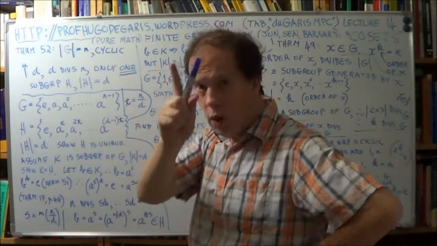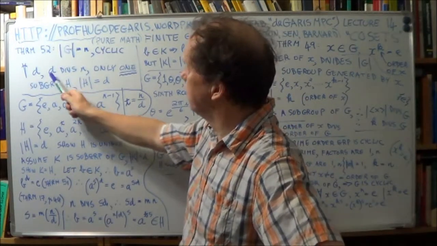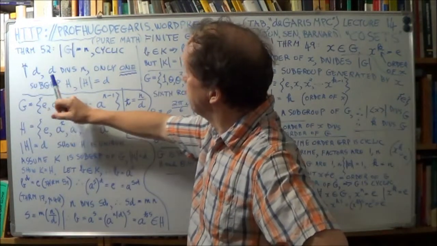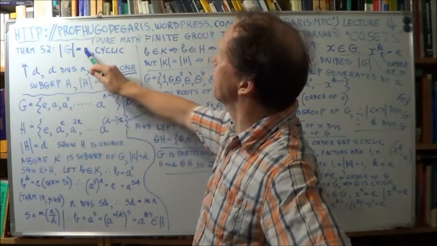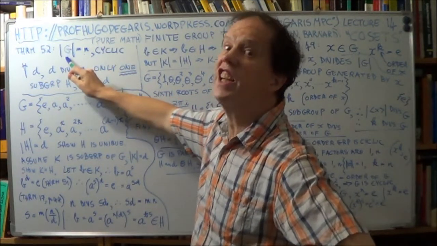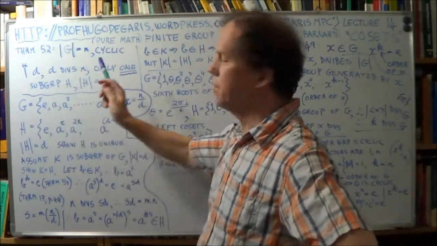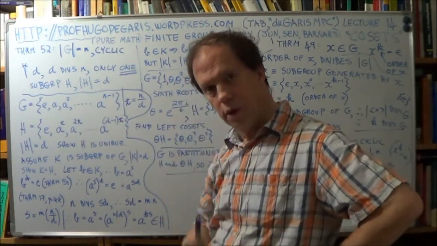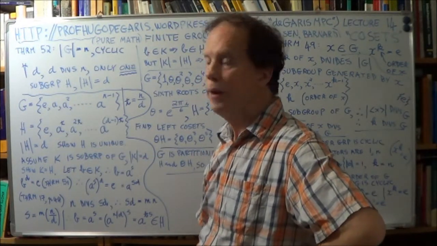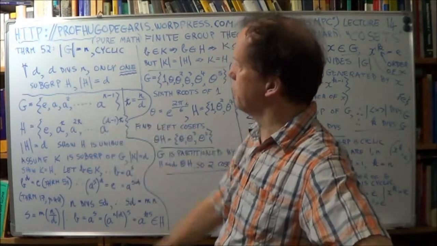then there is only one subgroup of that size, d. So, putting it another way, for each divisor of n, where n is the order of your cyclic group, then for each divisor, there's only one subgroup of that size, d. Okay, and so this theorem is proving that.